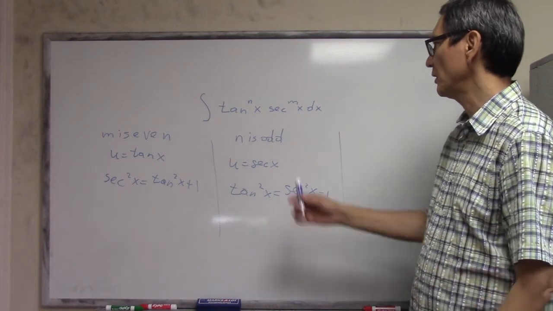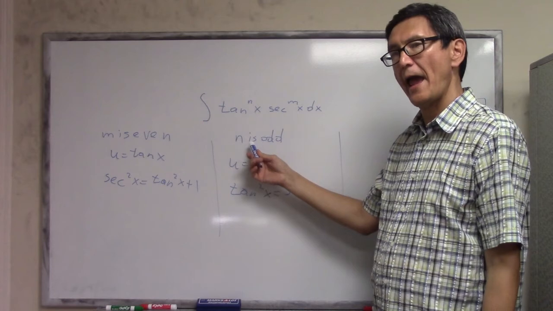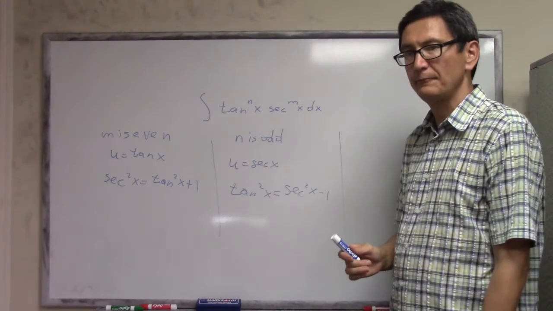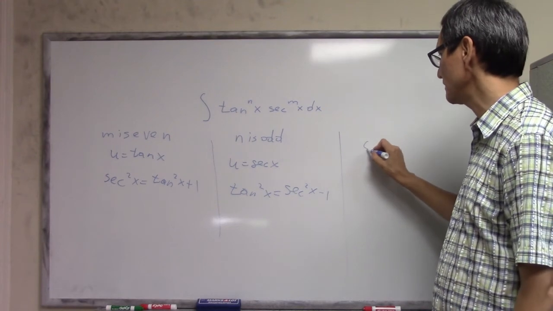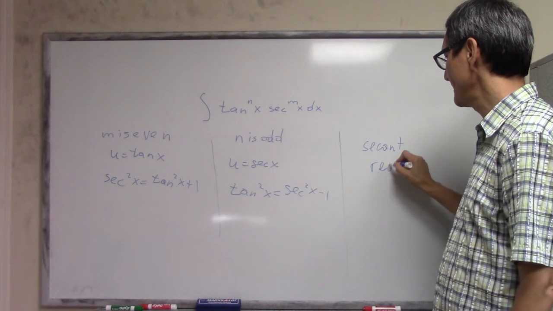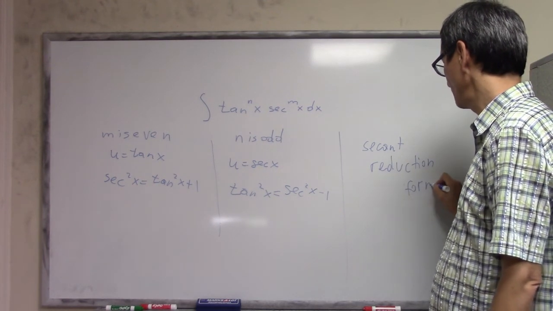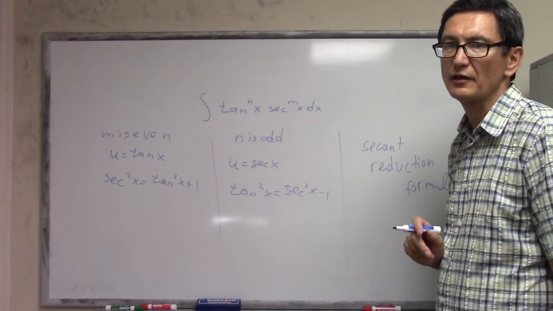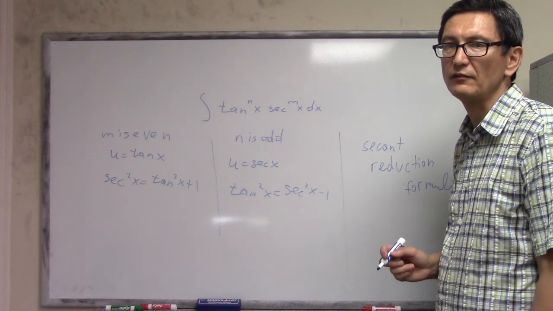If the power of secant is odd and the power of tangent is even, what we do, in the last case, is use the secant reduction formula. We'll discuss secant reduction, and how to use that formula, in the next video.